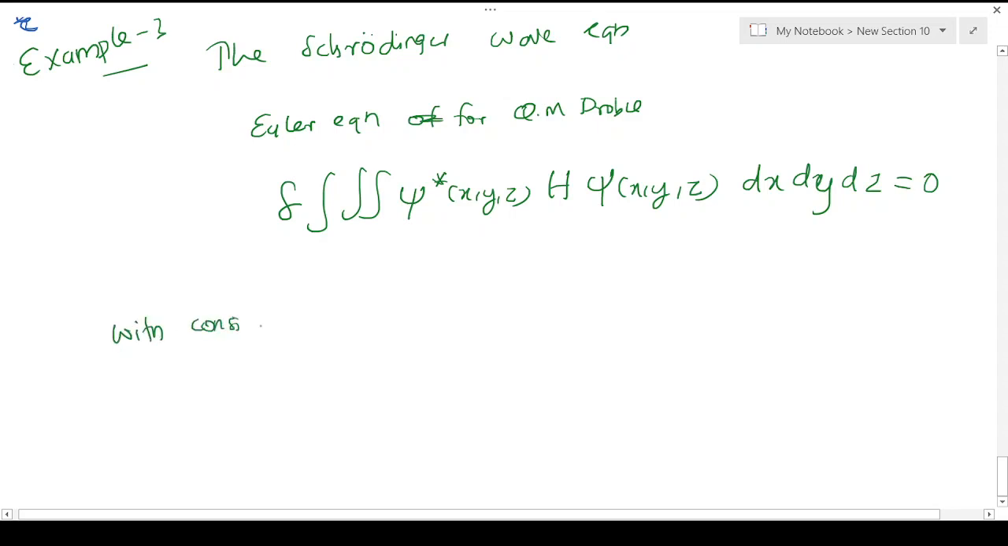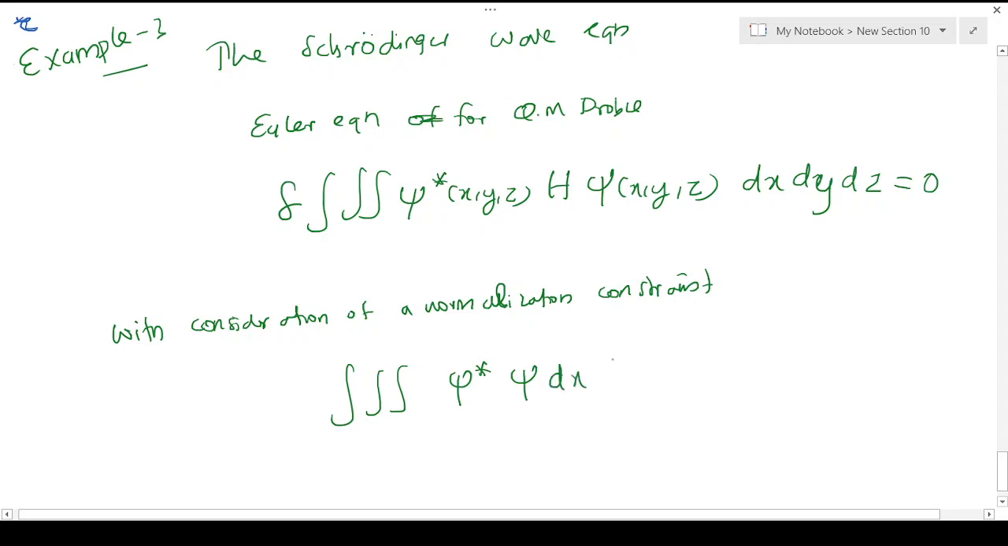with the consideration of a normalization constraint, we know that the integral of psi star psi dx dy dz is equal to what? It should be equal to 1. So it is a statement that the energy of the system is stationary. This statement is about the energy of a system being stationary. That is what you can see from this.